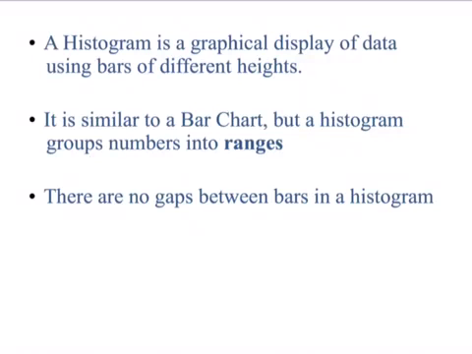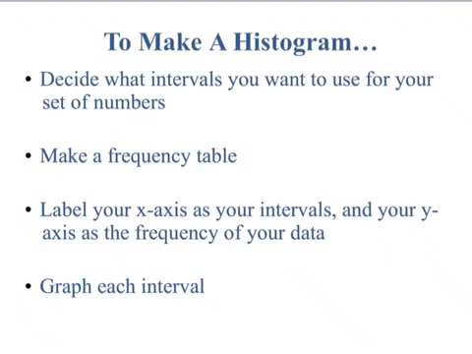Also different from a bar chart, a bar chart has gaps in between its bars. In a histogram, they're all put together. To make a histogram, after you look at your set of numbers, you need to come up with intervals. You can have as many intervals as you want. However many intervals there are is how many bars you're going to have.